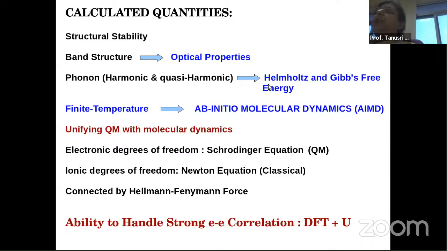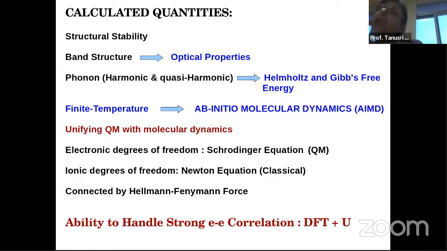In principle, these are all T equal to 0 Kelvin calculations, but you can handle finite temperature through a method which is known as ab initio molecular dynamics, which combines quantum mechanics with molecular dynamics, in which the electronic degrees of freedom are handled by solving the Schrodinger equation or the Kohn-Sham equation, the Schrodinger-like equation, while the ionic degrees of freedom are solved classically by solving Newton's equation. These two, the electronic and ionic degrees of freedom, are connected to each other by the Hellman-Feynman force, which is a completely quantum mechanical force. So although the ionic degrees of freedom are solved in this method by solving Newton's equation, which is a classical equation, the force which each of these ions experience is calculated in a completely quantum mechanical way.